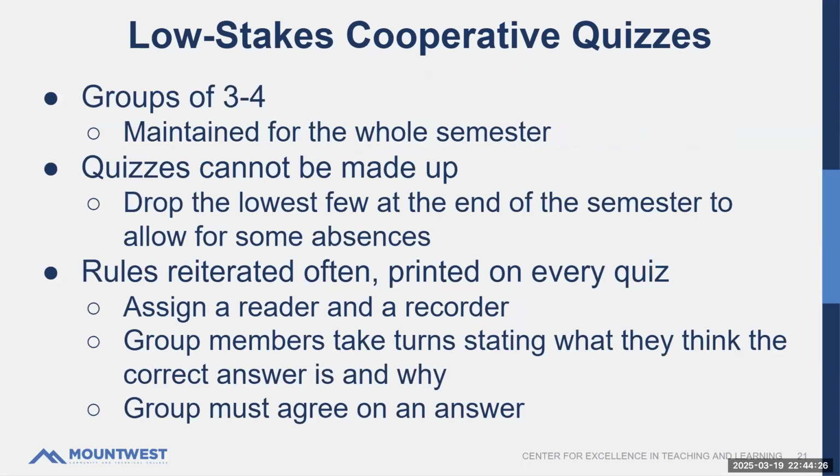This semester, I did make my groups bigger. So I've got groups of 3 to 4. The reason I did this is because absences were a problem last semester. With groups of 3 to 4, I thought if somebody's absent, that's going to have less of an effect. I'm less likely to have 2 or 3 people absent from the same group, and so I'm not going to have to regroup people for their quizzes.